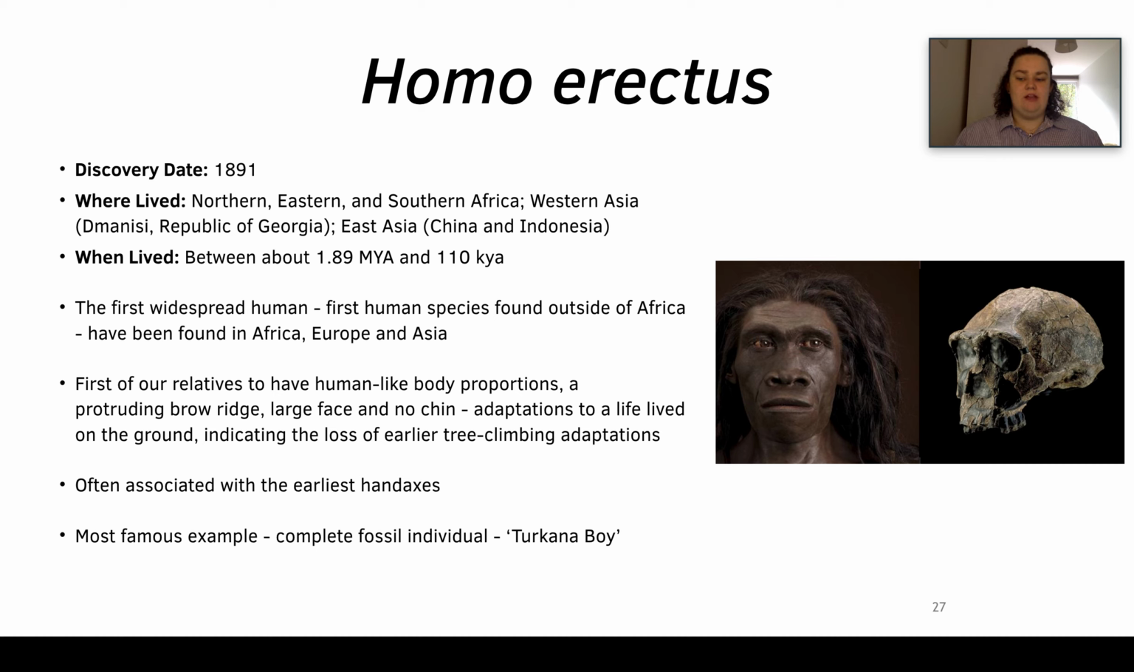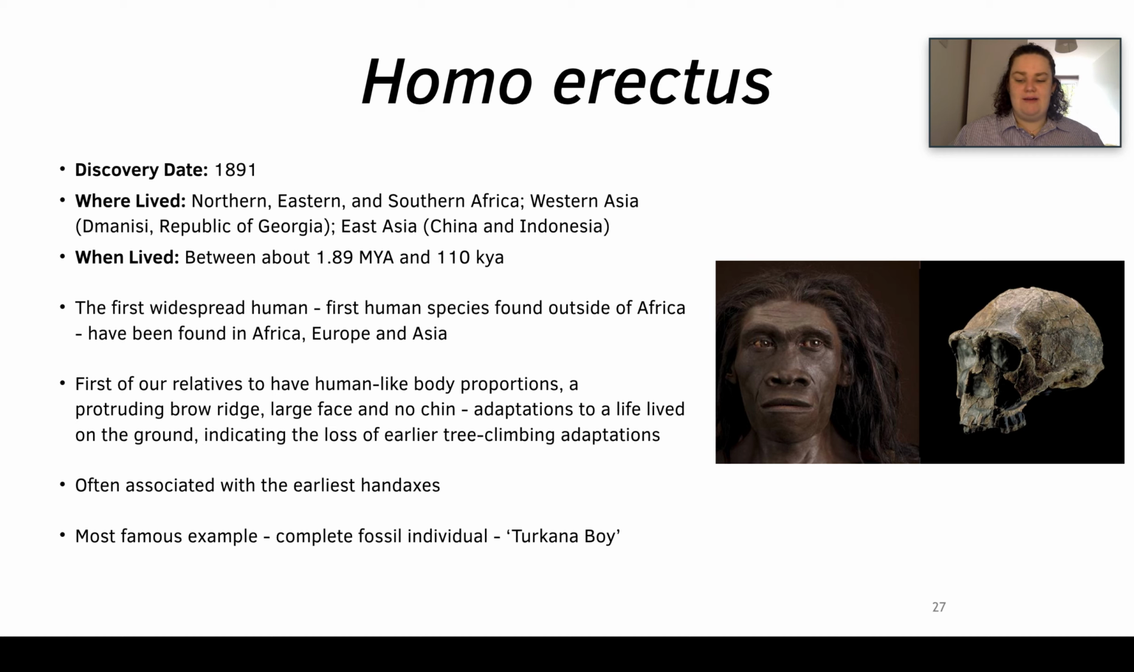So, including the brow ridge, they have a large face with no chin, and they also have adaptations to life lived on the ground. So they've lost those arboreal features. And Homo erectus is often associated with the earliest hand axes, which is really interesting.